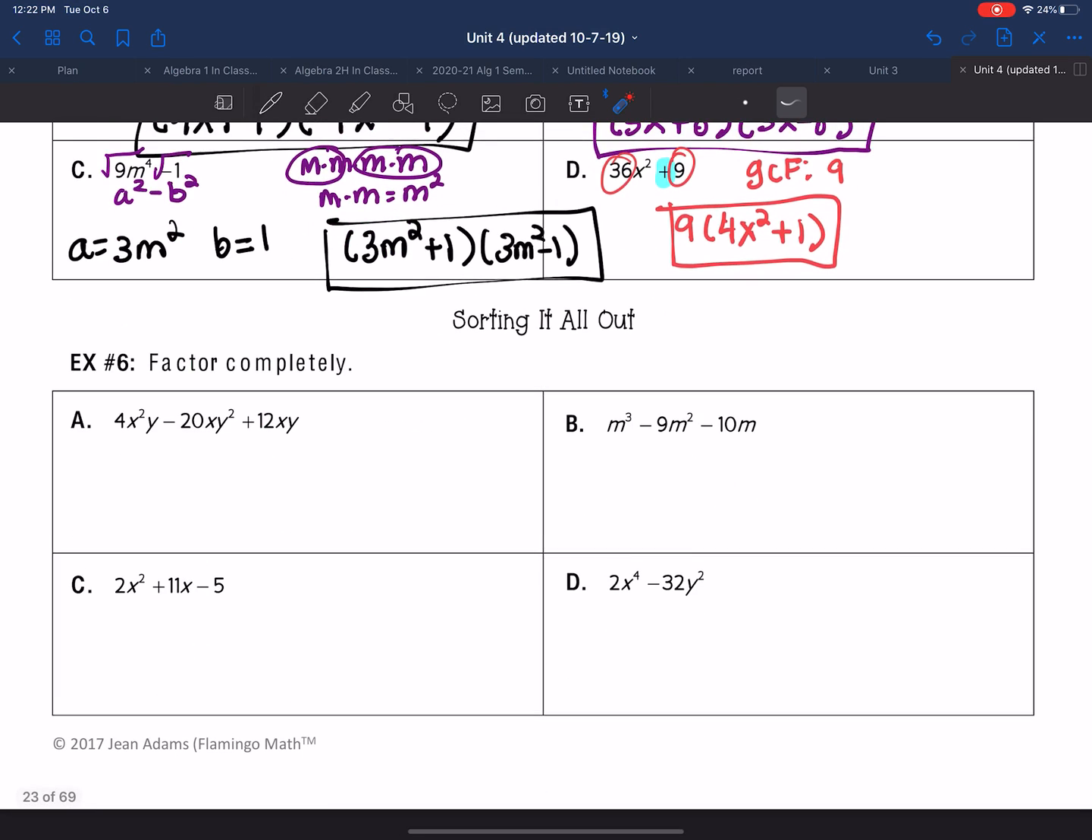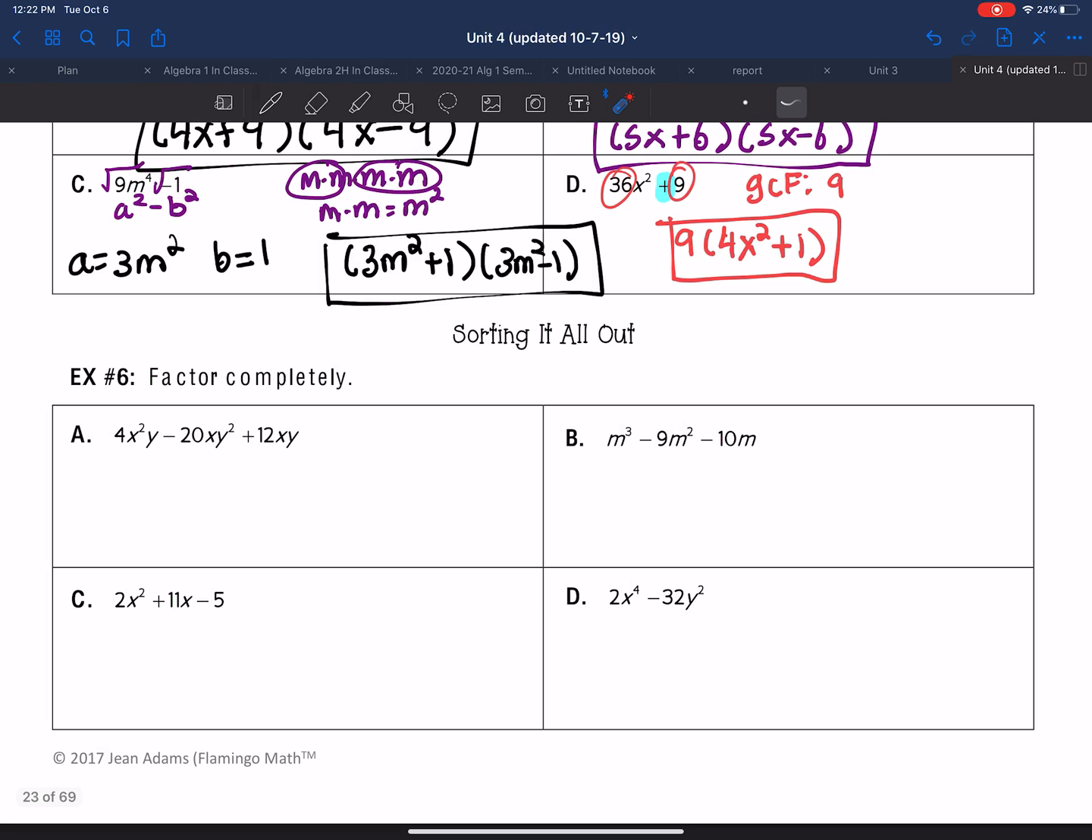Okay, so sorting it all out, last thing I want to talk about with you today, we're going to factor these just using what we know about factoring so far. So if we're looking at part A, I have 4x squared y minus 20xy squared plus 12xy. I'm going to look for my GCF first. So let's go ahead and see what is the largest coefficient and the largest exponent that I can pull out of all three of those terms. Well, if I take a look here, I have 4, negative 20, and 12. I can pull a 4 out of each of those easily.